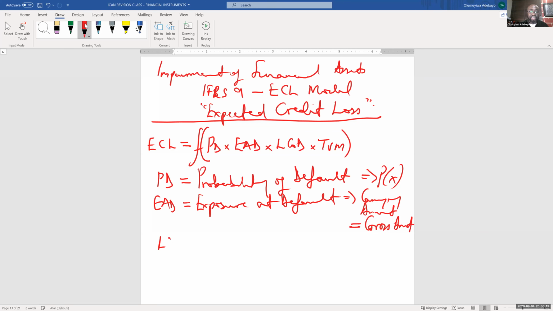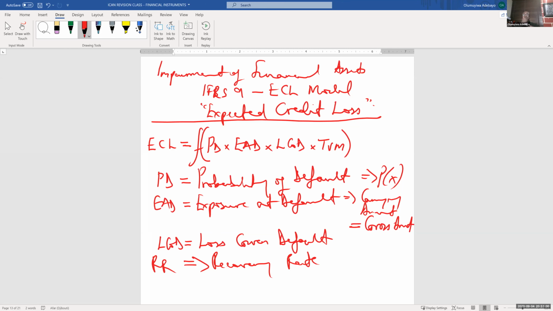Now, what is LGD? LGD is loss given default. Whenever there's a default, what is the probability or what is the amount of loss that I will experience? Which means what will be the amount of my shortfall in cash flows? And loss given default is always determined by experience of your recovery rate. What is recovery rate?